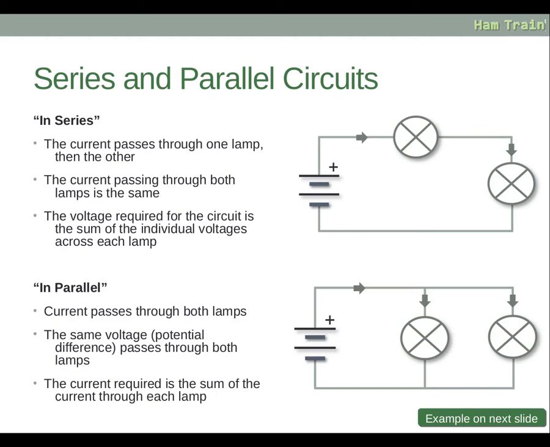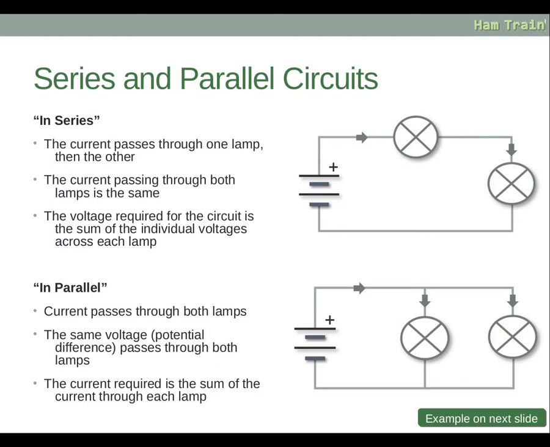The voltage required for the circuit is the sum of the individual voltages across each lamp. So by taking a measuring tool and measuring either side of lamp 1 and then again of lamp 2, when you add up those voltages, it should give you the voltage of the battery.